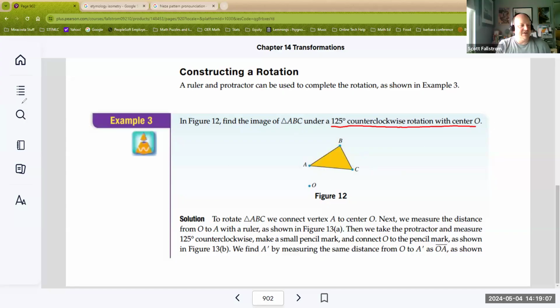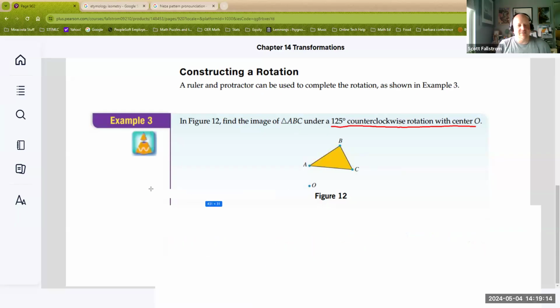So if you're doing this and you do not have tracing paper, all you have is your little protractor, then, and let me get rid of figure 12, here's what you want to do. This is guiding you through your steps. So measure from O to A, create that little segment, then use your protractor because I'm going counterclockwise, right? So clockwise would be this direction. So I want to go the other direction. And I want to go 125 degrees.